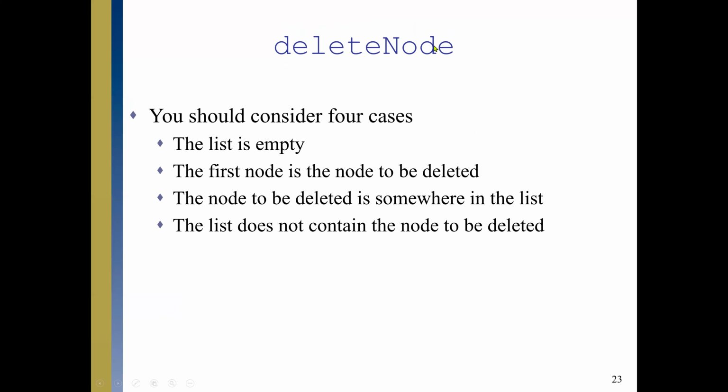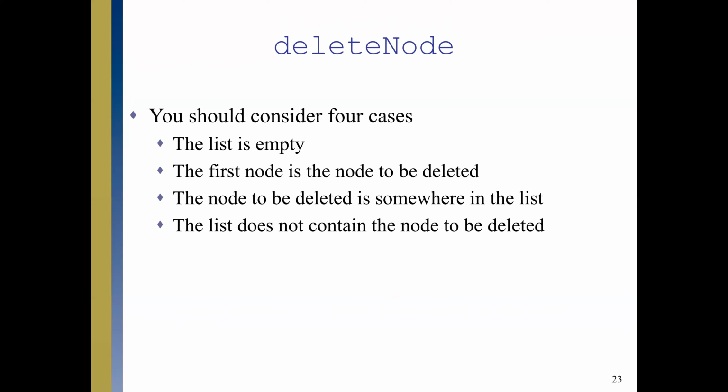So now to delete a node, these are the 4 different possible cases that we can have in a linked list. So for example, if a list is empty, then we don't need to delete anything. Now, if the first node is the node to be deleted, there must be some strategy we have to take. Also, if the node to be deleted is somewhere in the list between, there must be a different strategy. Now, if the list does not contain the node to be deleted, there's some strategy. So these are the 4 different possible cases.